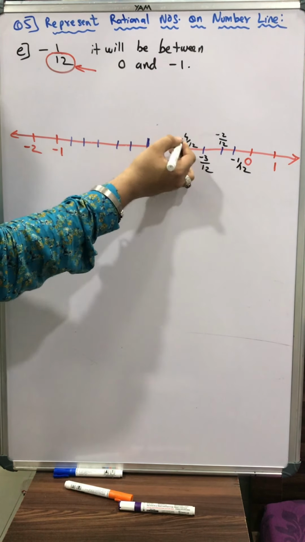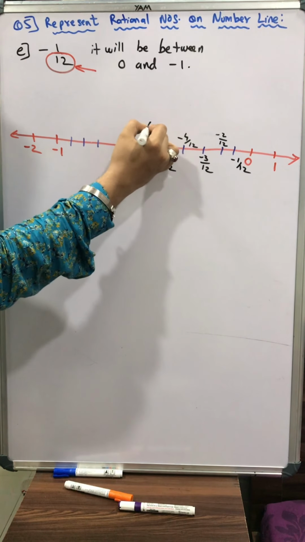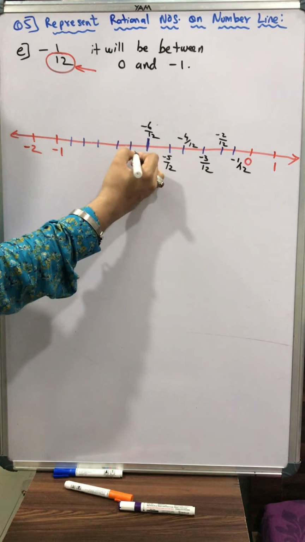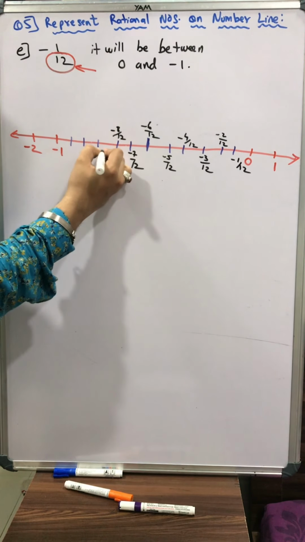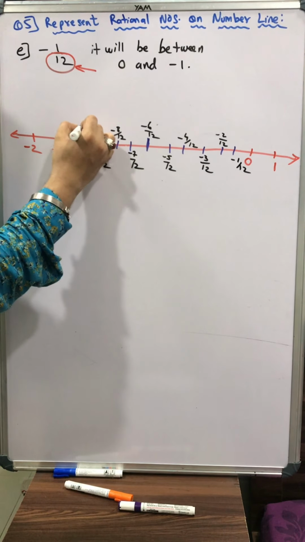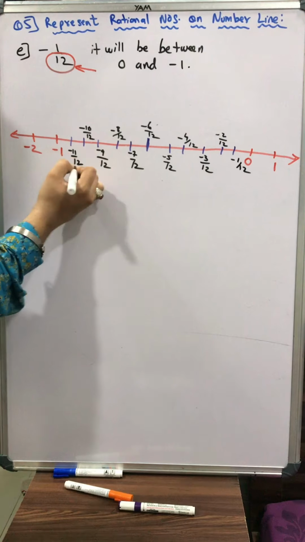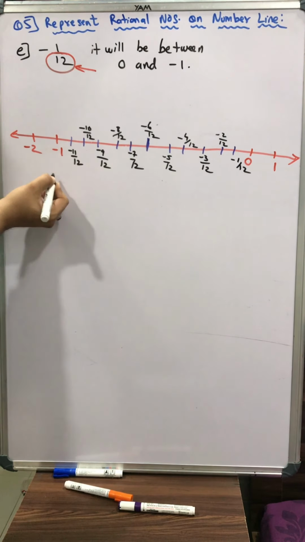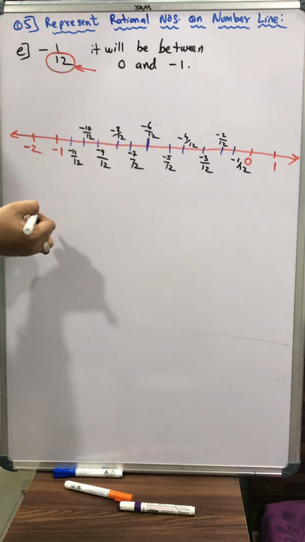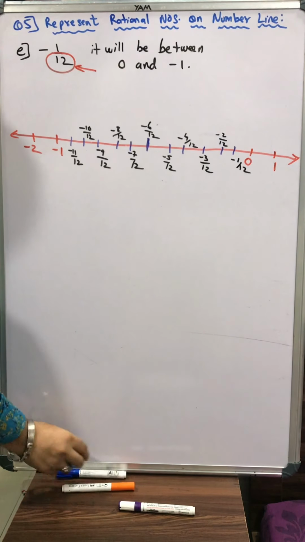-3 upon 12. This is -4 upon 12. This is -5 upon 12. This is -6 upon 12. This is -7 upon 12. This is -8 upon 12. This is -9 upon 12. This is -10 upon 12. And this will be -11 upon 12. And if you move ahead, this will be -12 upon 12, and 12 cancels. It's -1. But we'll not do that. Okay. Just to explain you, I have marked the things.